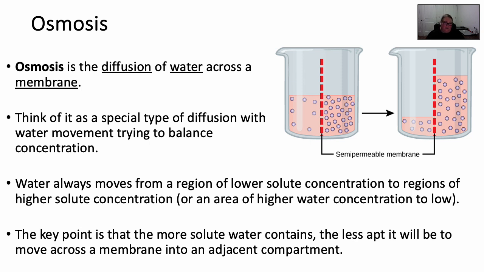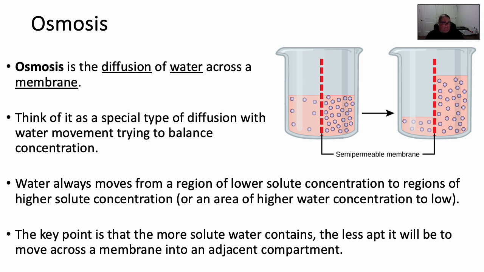So we're going to move water specifically from an area of low solute concentration to an area of high solute concentration. Another way to think about this is that water also moves like regular diffusion. It goes from an area of high water concentration to an area of low water concentration. But water is the solvent, so we usually talk about this in terms of the solute. If we have a low solute concentration, that means we have a high water concentration. If we have a high solute concentration, that means we have a low water concentration. So water is going to move from the area of low solute concentration to an area of higher concentration.